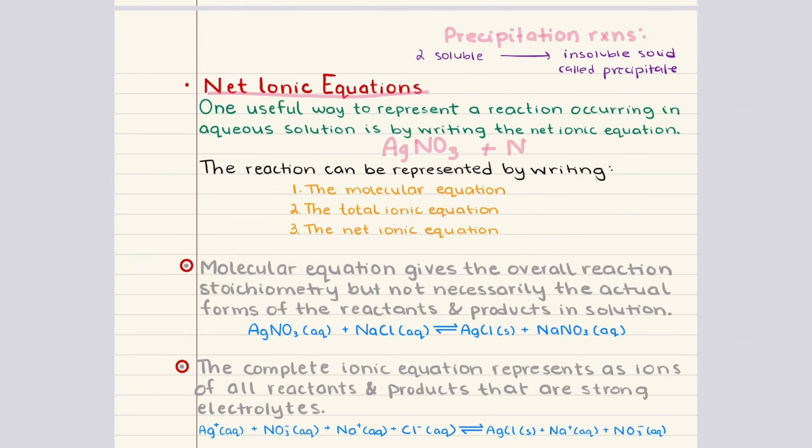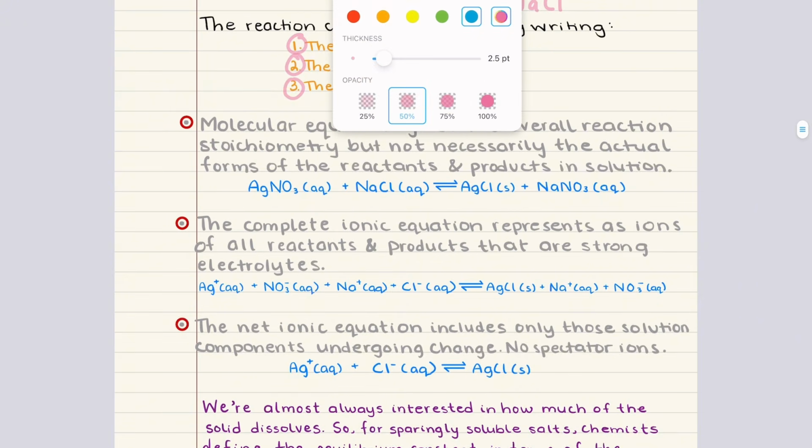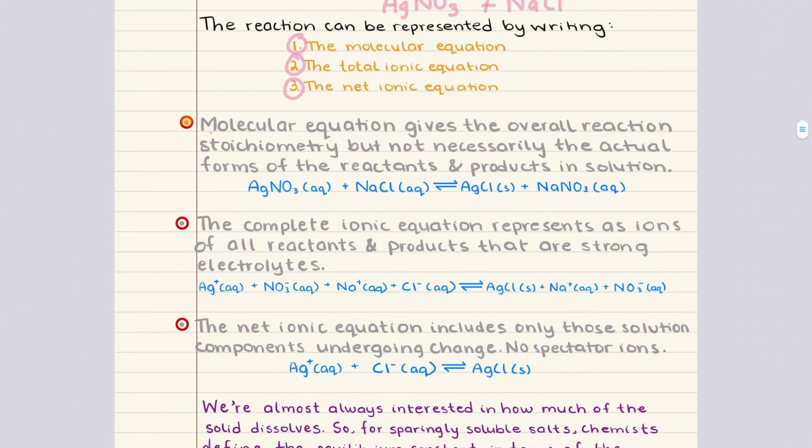To fully understand what's happening, we're going to write this process in 3 steps. Step 1 is the molecular equation. This is going to show all of the reactants and products in their full, undissociated forms. For example, we could write silver nitrate plus sodium chloride, both in aqueous phase. This results in silver chloride being formed and sodium nitrate. This gives us the reaction.